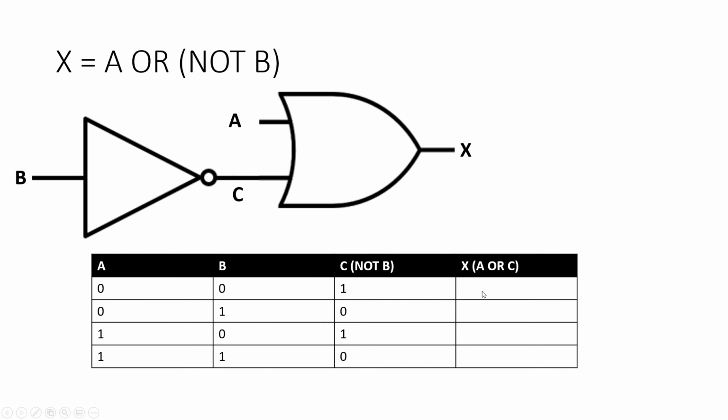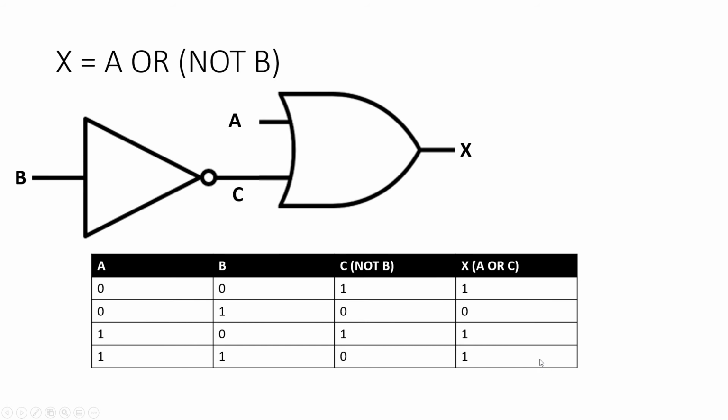So OR being like addition, 0 plus 1 is 1. 0 plus 0 is nothing. 1 plus 1 is 1. And 1 plus 0 is 1.